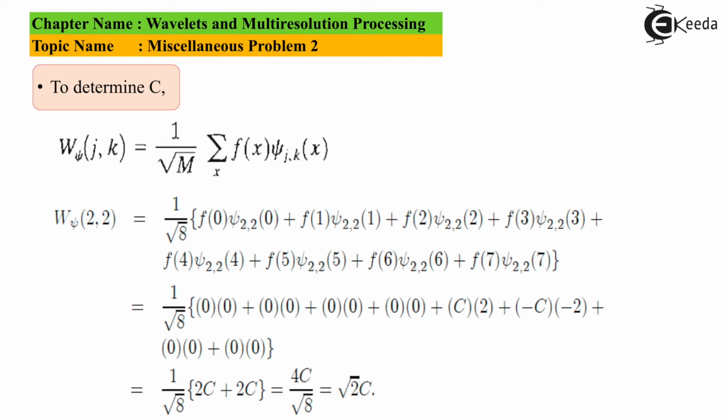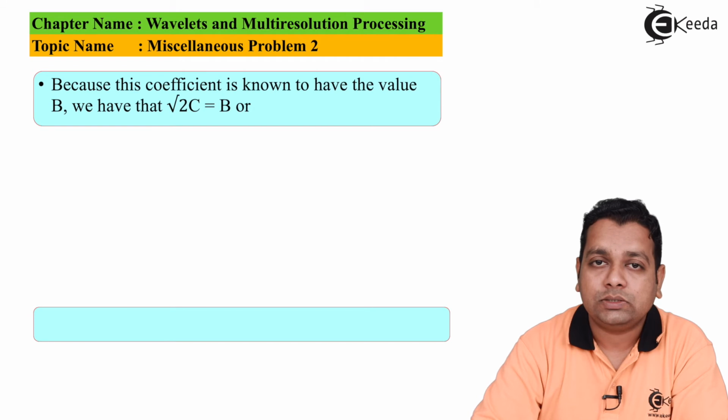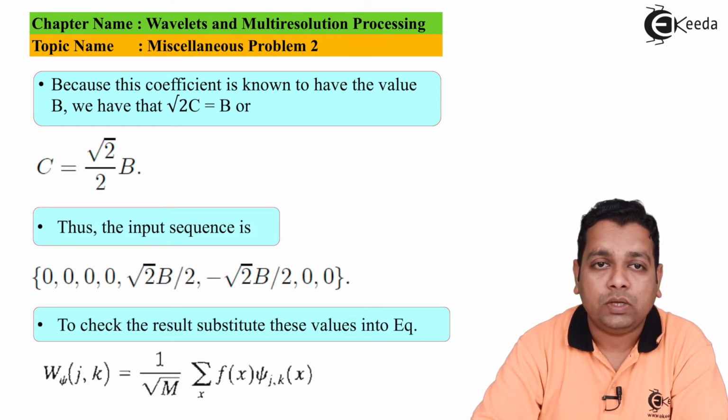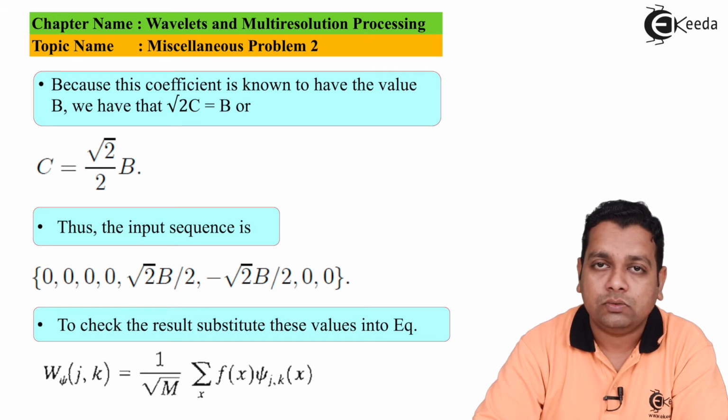So we can make it 4c upon under root 8, and simply we can write under root 2 times c here. Because this coefficient is known to have the value capital B as given in the statement, we have under root 2c is equal to capital B, or c is equal to under root 2 by 2 times capital B. Thus the input sequence we can write as 0 0 0 0 under root 2 B divided by 2, minus under root 2 B divided by 2, 0 0. So this was the answer to part C.